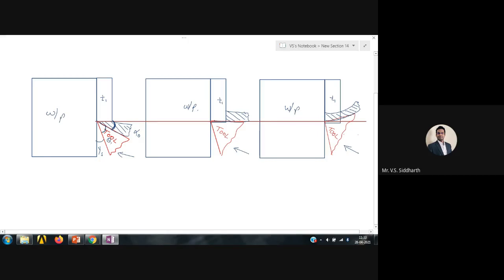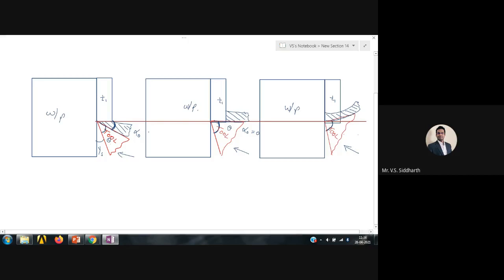Now what I am doing is reducing alpha naught. In this particular case, I have made alpha naught 0. So what happened to the wedge angle? Has theta increased or decreased? Alpha naught is 0. Increase, very good.